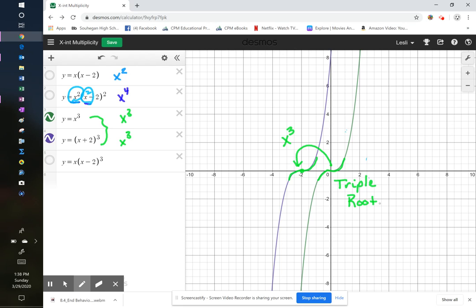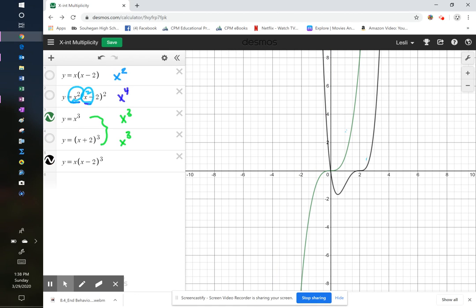So how is that going to look when we're looking at something that's not cubic, something that has a higher degree? Like our last graph that I messed up with. So I'm going to get rid of this one and do this one instead.